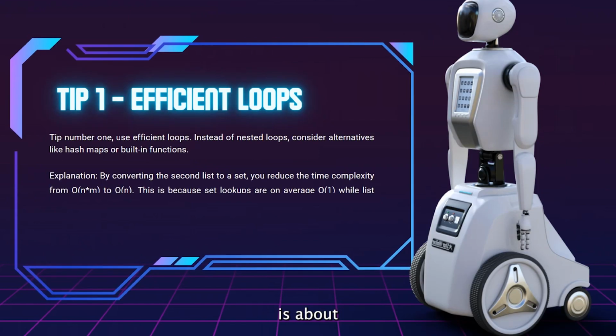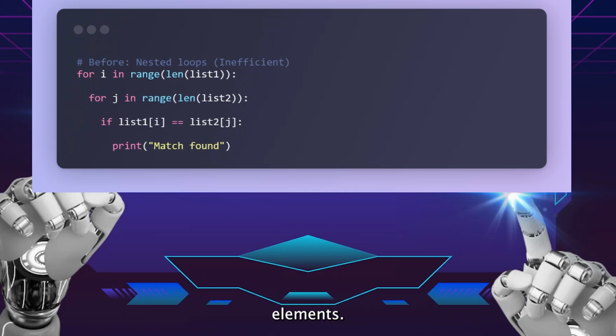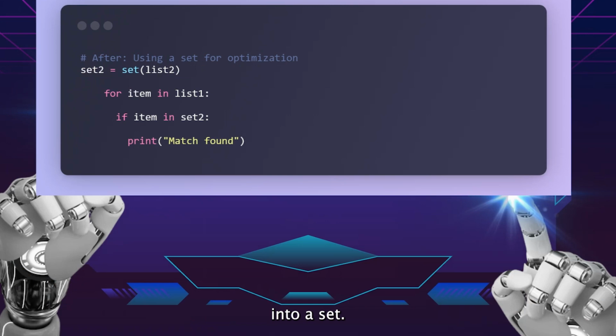Our first tip is about optimizing loops for better performance. Imagine you have two lists and you want to find common elements. A naive approach would involve nested loops, which can be slow for large datasets. Instead, consider converting one of the lists into a set. This way, you can take advantage of set lookups, which are significantly faster. By reducing the time complexity from big O of n squared to big O of n, your code becomes much more efficient, especially when working with large amounts of data.